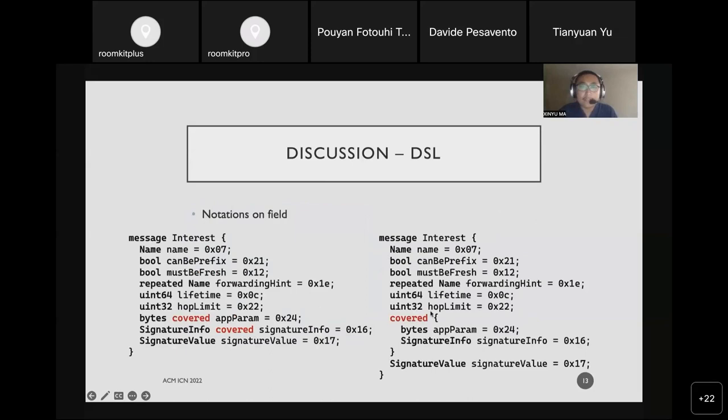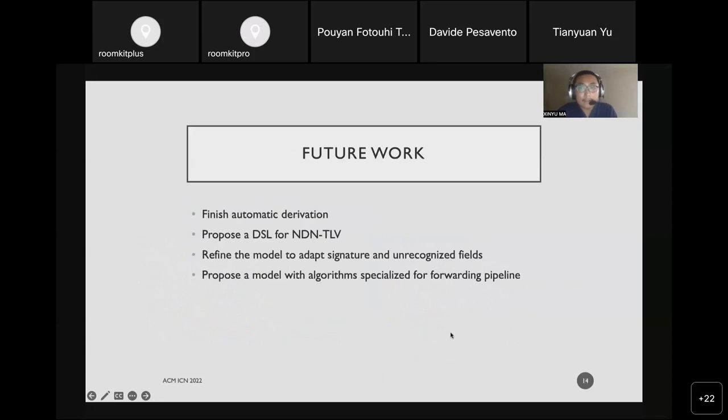That's about domain-specific language. So our future work is, first, we want to finish our automatic derivation so we can really use our proved code in the client library. And second, we want to propose a domain-specific language for the NDN-TLV, so people can just write in the DSL and our tool can automatically generate the encoding and decoding code for it.